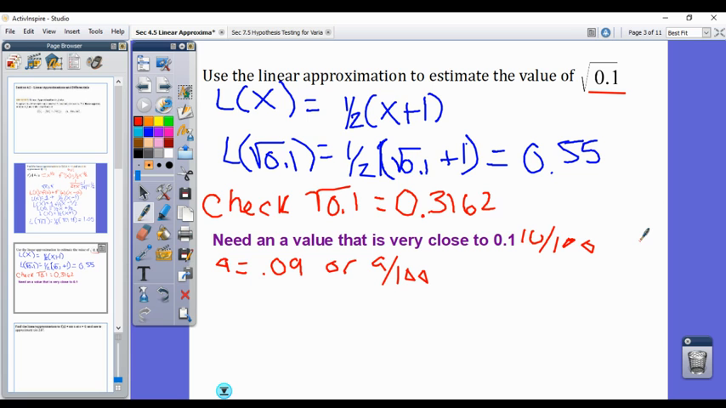Now, you're probably asking yourself, how did you know to pick that? It just comes from practice. So I picked something that was really close to it. You get used to what you need to pick. Okay, so we're going to have to redo this using this a.